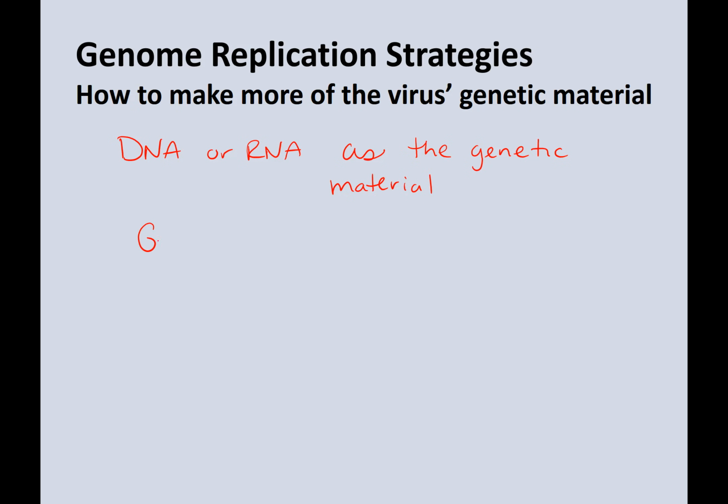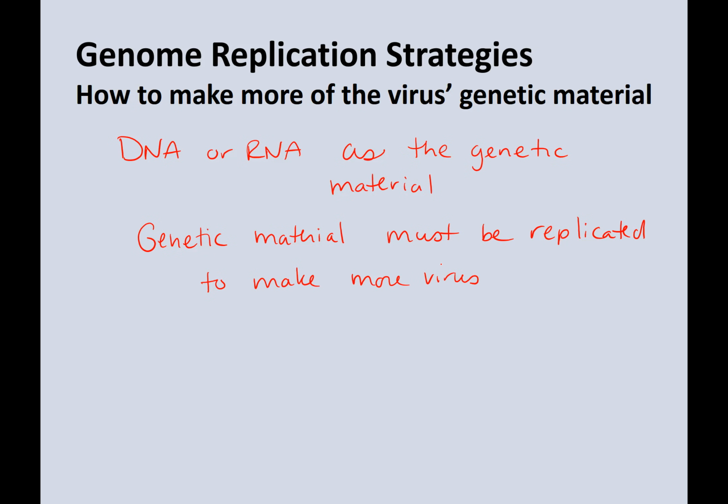And this genetic material has to be replicated to make more virus. Okay. So this is the same idea as if your cells are going to divide through the cell cycle, mitosis. You have to replicate your chromosomes so that you have more genetic material to split to the different cells.